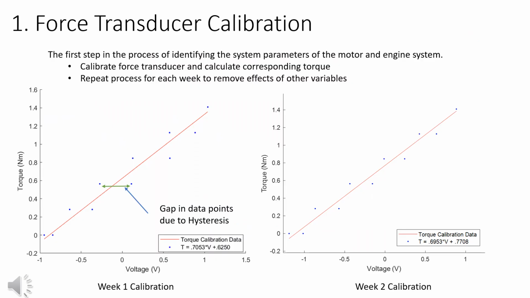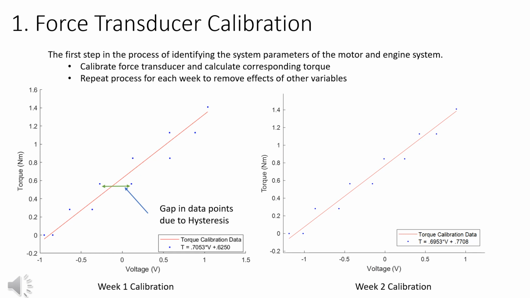Presented is the force transducer calibration performed weekly to characterize the relationship between the torque and voltage. Data was collected by placing weights on the moment arm and then calculating a torque. The emitted voltage by the weights was recorded using LabVIEW. Using Yort's regression, the gain and offset were found. For week 1, gain was found to be 0.7053 with an offset of 0.6250. We see a change in week 2 where the gain was found to be 0.6953 with an offset of 0.7708.